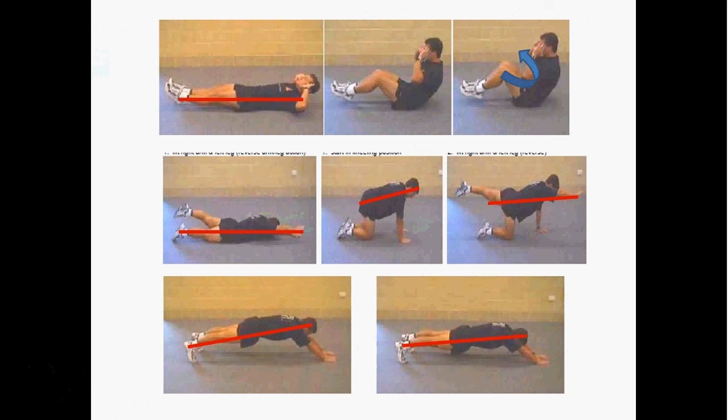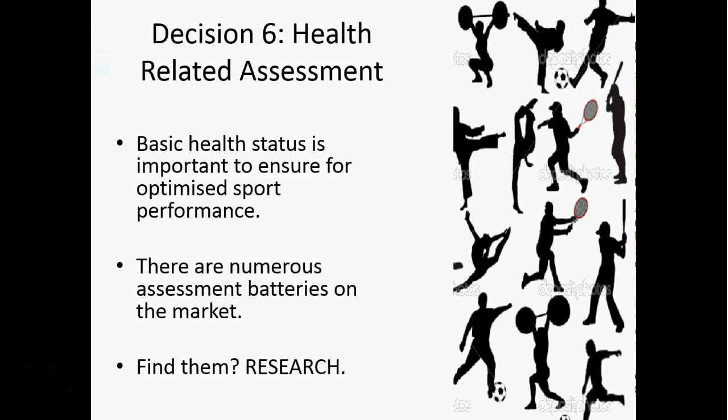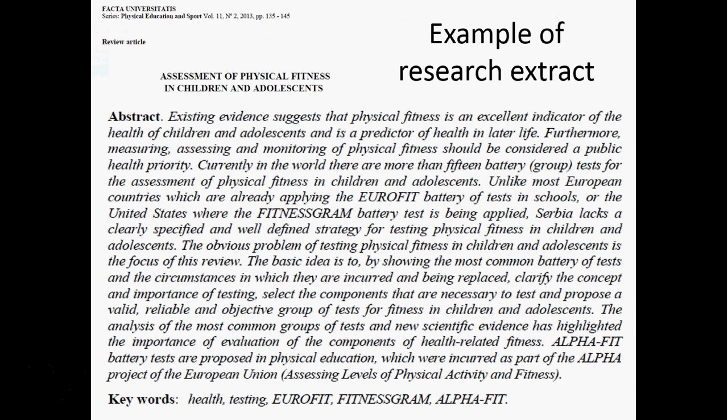Every time you're watching someone, these are the alignment properties you should be looking for. Again, shoulder, trochanter, knee, ankle, perfect alignment. And yeah, so your health related assessment, just showing you some of the pictures.